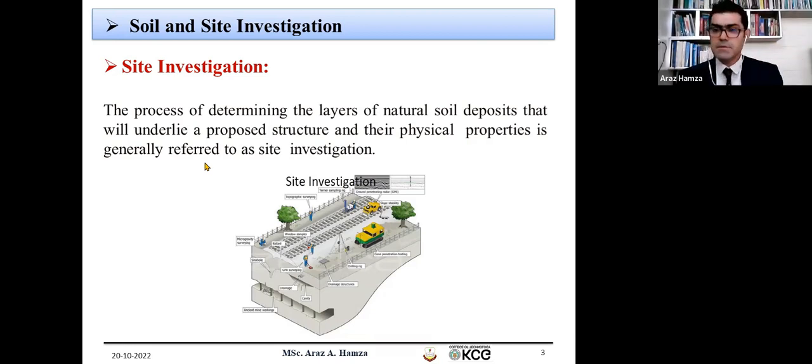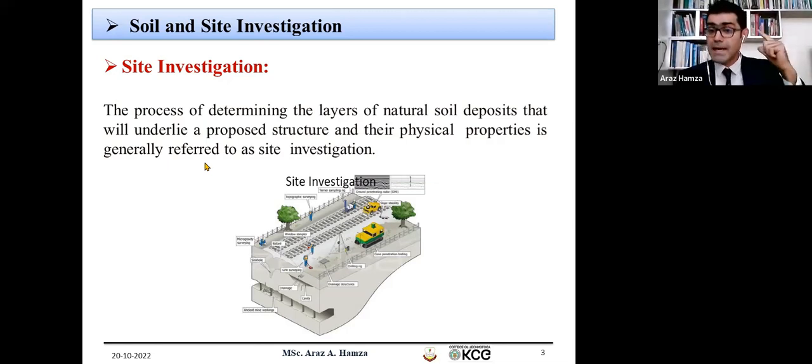Also, we have some other projects that are constructed of soil. It means that the soil is the main material that can be used for constructing such a project, like embankments, like the earth dam, and the different layers under the pavement. These are the structures that are constructed from soil, of soil. That's why the soil is very important.